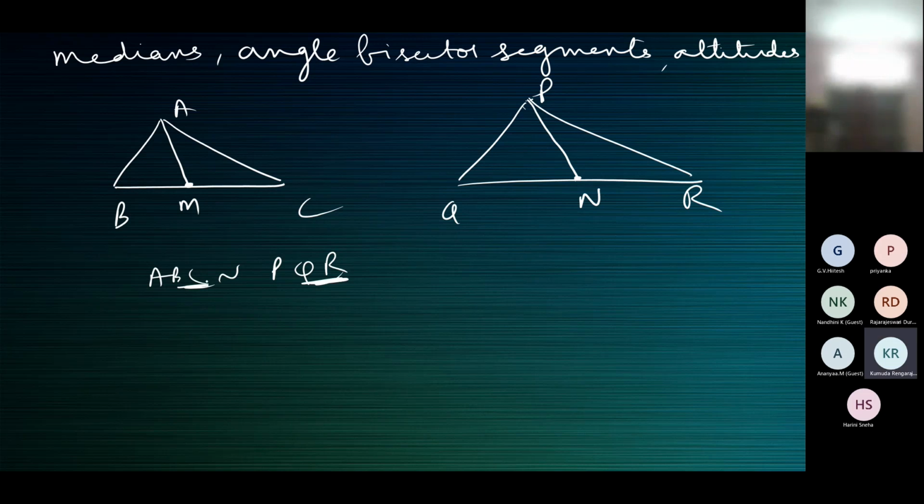ABC is similar to PQR. So BC corresponds to QR. So AM is the median on BC. Here PN is the median on the corresponding side QR. Then angle bisector segments. Medians, median meaning midpoint, okay? Altitudes, 90 degrees. Angle bisector segments.